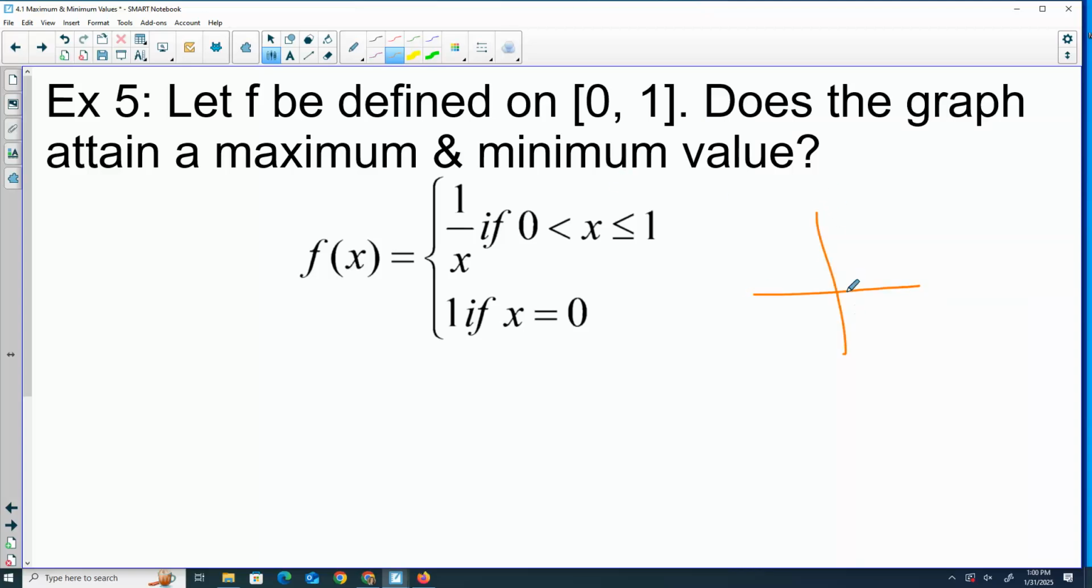If you think about the graph, if x is 0, we get 1. If you put in 1, you get 1. Between 0 and 1, if you put in 1/2, you would get 2. If you put in 1/3, you get 3. And it just keeps rising because there's an asymptote there. So this one's not continuous.